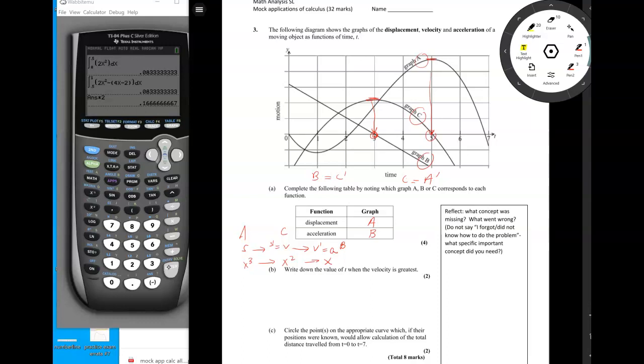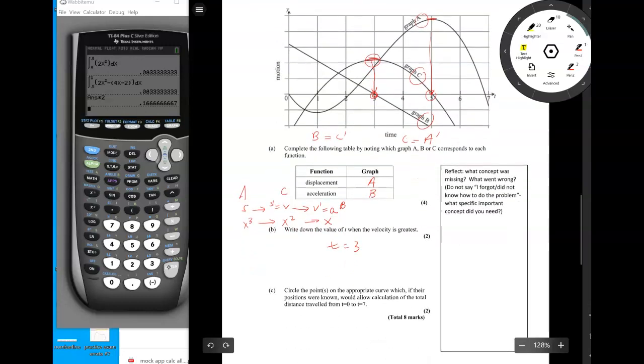Write down the value of t when the velocity is greatest. Okay, so the velocity, of course, is the C graph. When is the C graph at its highest point? Right there, which corresponds to t equals 3. Okay, let's go to the next one.